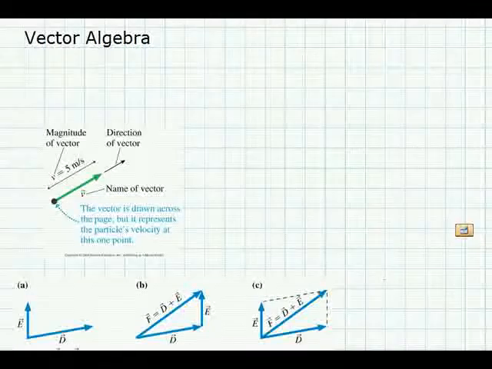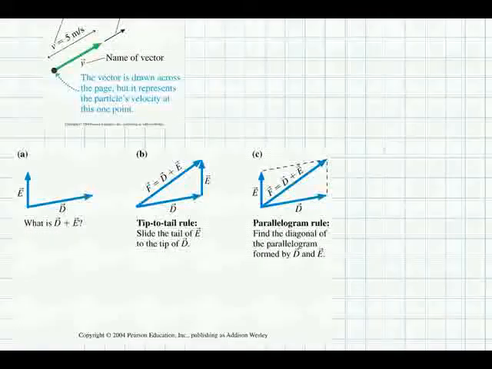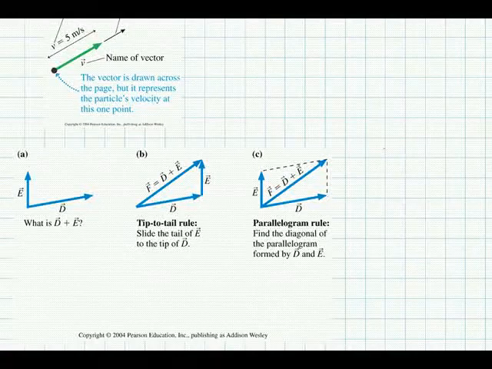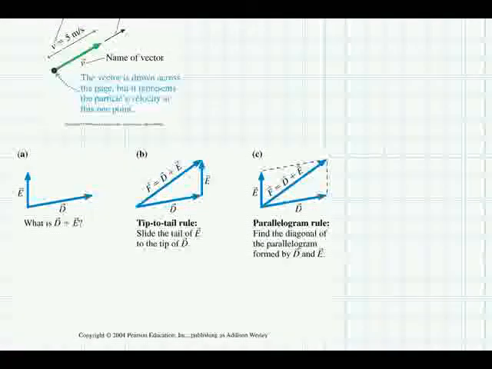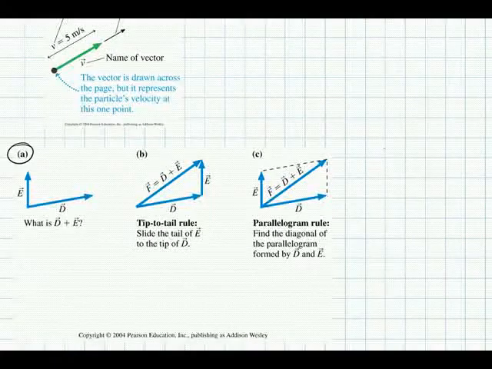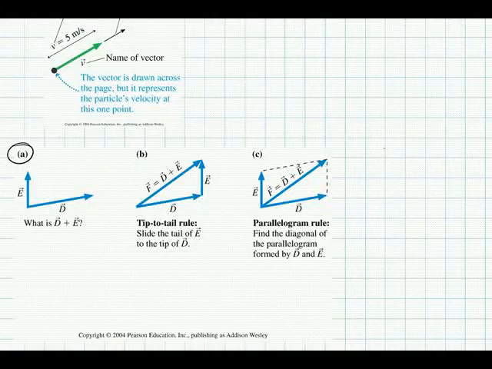Just a quick recap of what we've already covered in chapter 1, I believe it was. Graphic techniques for adding and subtracting vectors. If you have two vectors E and D, as shown here in figure A, then what is D plus E? Well, there are two different ways of figuring that out.